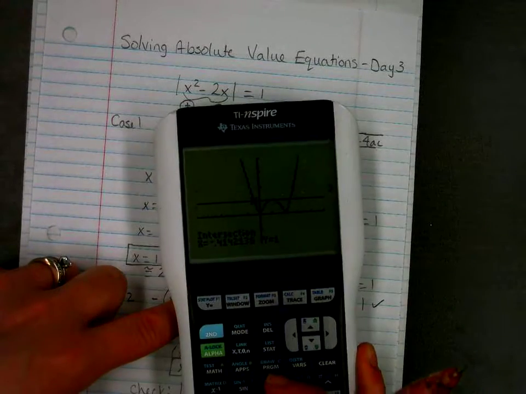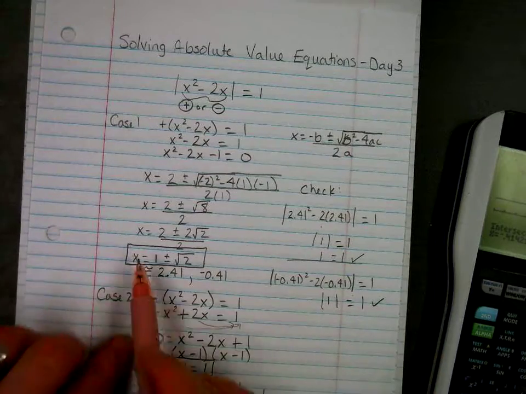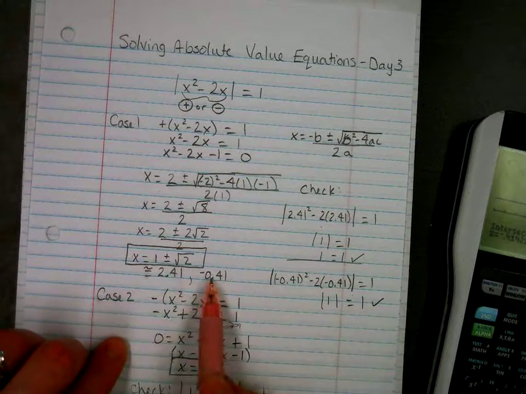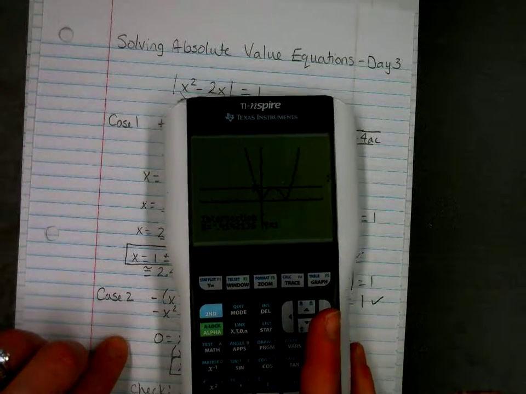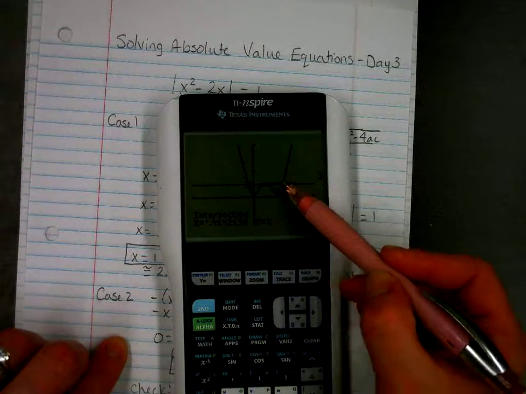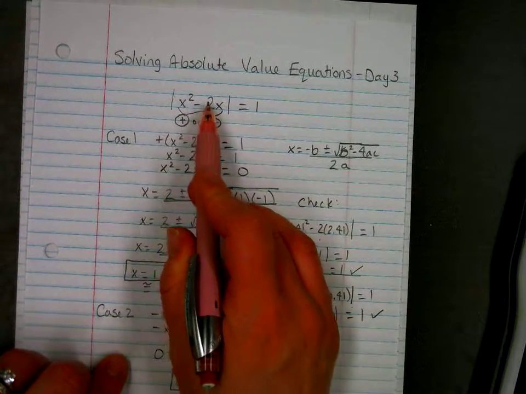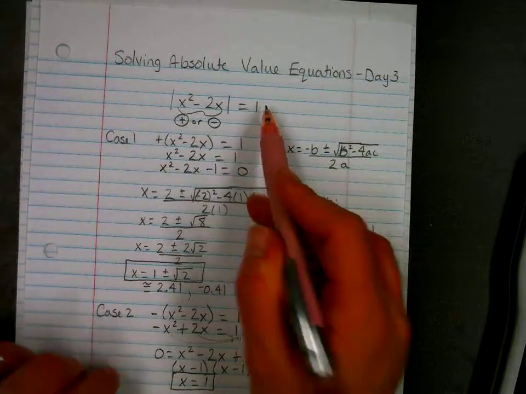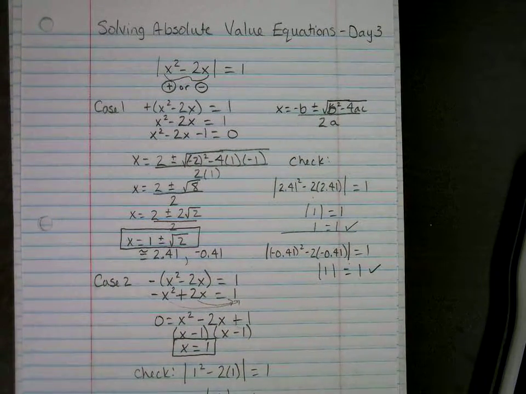Now, you can't solve all these values on your calculator because I want your answers as an exact value, but remember, this is an approximation value, which is what your calculator gives you. Okay, so that would be a second way to check to make sure your answers are correct. Graph the left side in y1, graph the right side in y2, and find all of those intersection points. So this is solving absolute value equations.